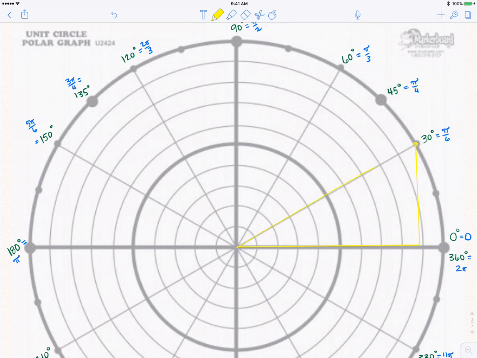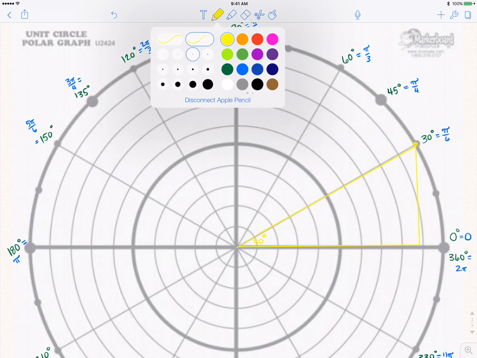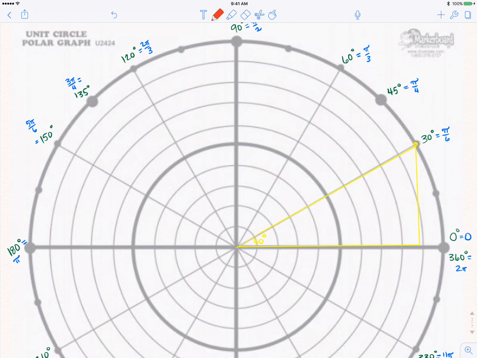And I have a right triangle that has a 30-degree angle at the origin. 30 degrees at the origin. I know that's not very readable, but I don't want to make too much of a mess by using darker colors. So, 30-degree angle at the origin. Let's get a coordinate, an x and a y value.